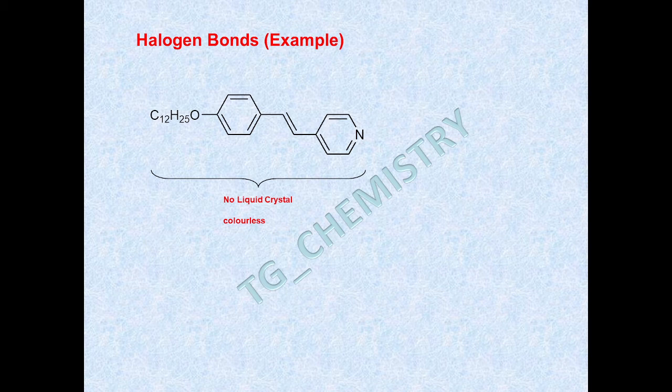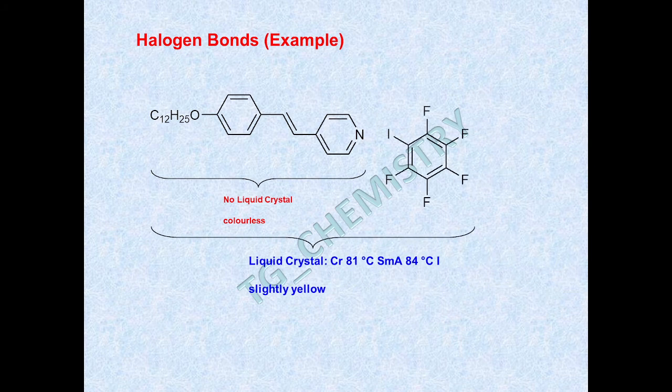So here are a couple of examples, and we can understand how halogen bonding gives incorporation or inclusion of new phenomena or structural characteristics within the molecular or within the supramolecular structure. For example, here we can see the molecule which is not a liquid crystal and a colorless molecule, this olefinic molecule. Now if you add the iodo pentafluoro aromatic compound, then the halogen bonds get formed, and in that case it gives the liquid crystal structure.